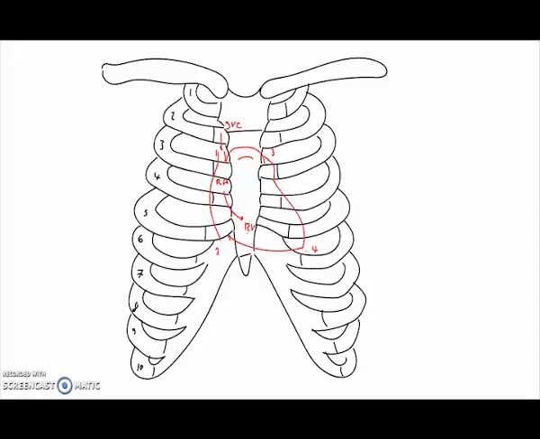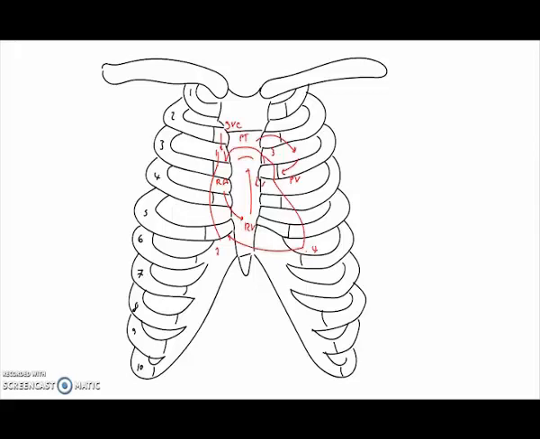Deoxygenated blood flows through the superior and inferior vena cava and into the right atrium of the heart. The blood then flows into the right ventricle through the tricuspid valve. From the right ventricle, blood then flows into the pulmonary trunk through the pulmonary valve, where the trunk bifurcates into the left and right pulmonary arteries, where the blood then becomes oxygenated by the lungs.